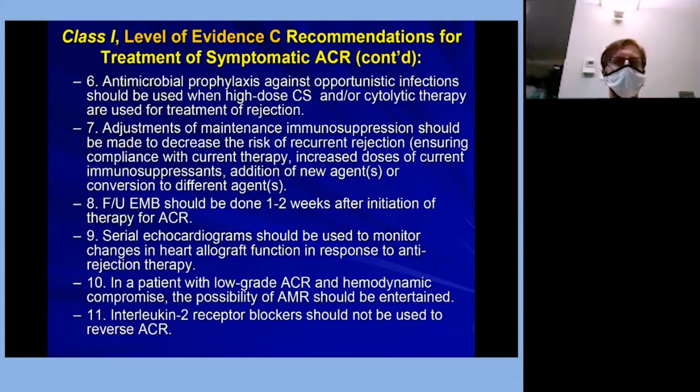So we always give antibacterial prophylaxis and antifungal prophylaxis when we're giving high-dose steroids or cytolytic therapy, and we adjust immunosuppression accordingly, and then follow-up biopsies, etc.